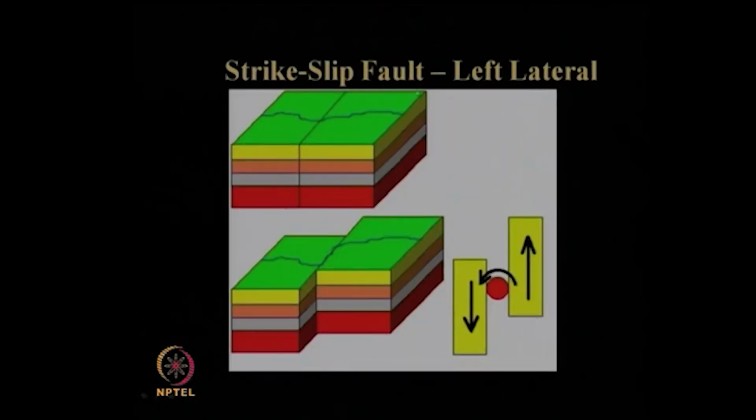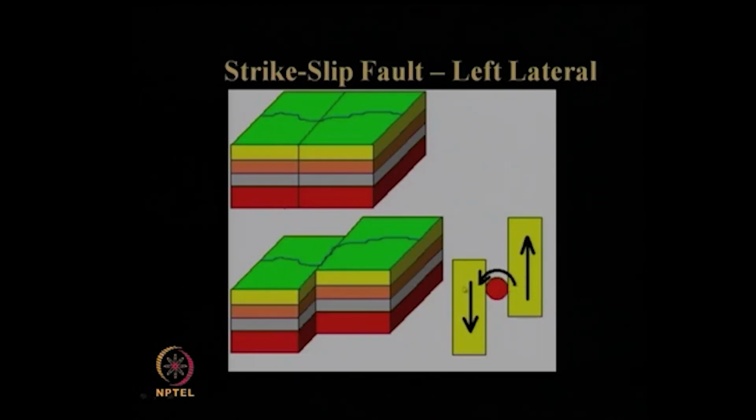Now, this strike slip fault has sub-classes within it. One is called left lateral. What is the meaning of left lateral? If you see these two blocks, this is the fault plane or the fault surface. Now, if two blocks are moving with respect to each other like this, which we can show pictorially through this process, that is the shearing that takes place like this with respect to the central point.